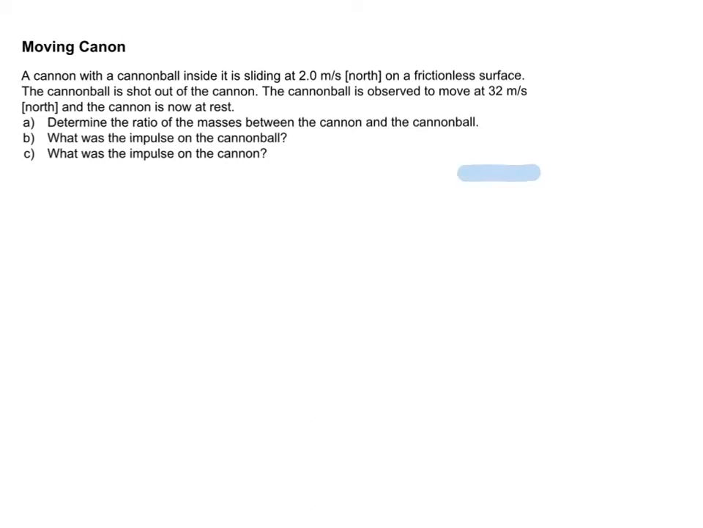All right, we'll have a frictionless surface, and we've got a cannon that's moving. I'll just use a box. We have a cannon that's moving at 2 meters per second north. I'm going to have this way be north. And then at some other time, it's going to shoot the cannonball out.